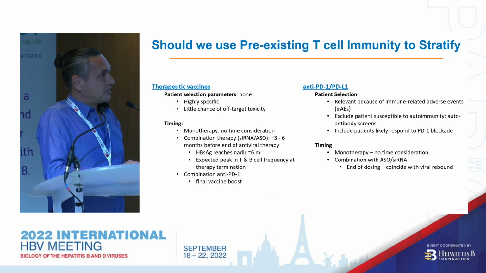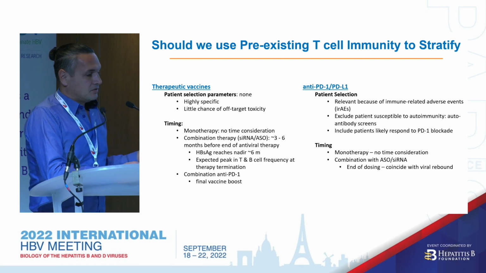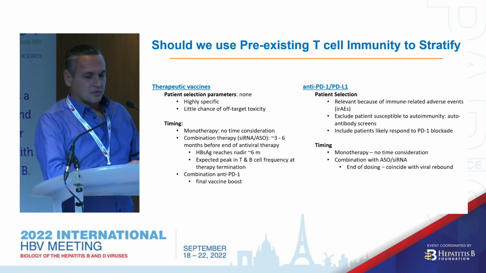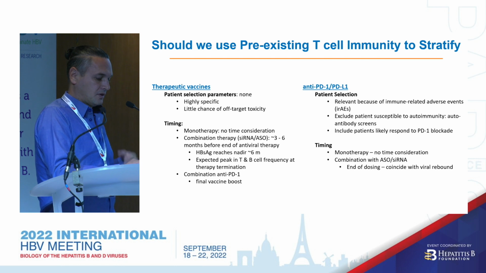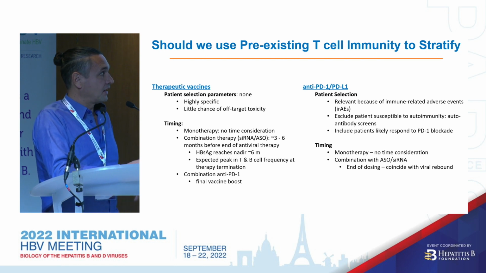And in terms of monotherapy, again, there's no timing consideration here. I think probably patients without elevated ALT would be the only thing. And in combination with ASOs and siRNAs, again, I think it's probably more likely at the end of dosing, when you start to get this slow rebound in virus production, to capture changes in the virus-host interaction.